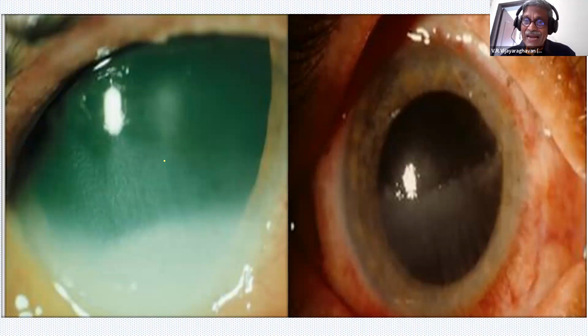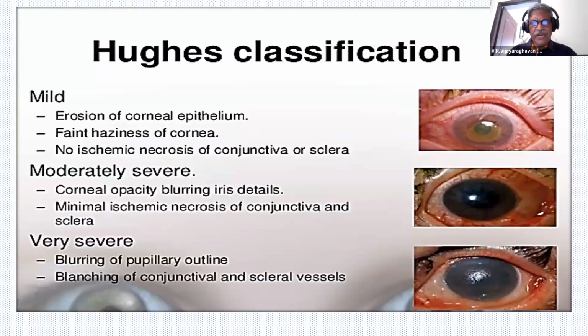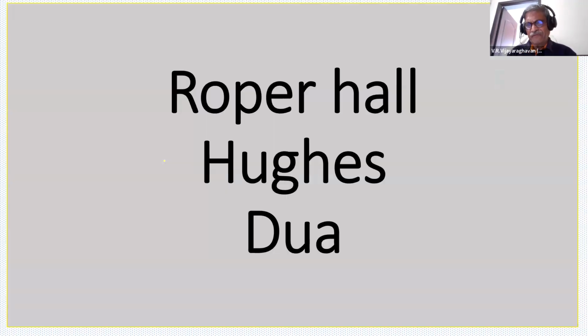Similarly, cornea clarity, very clear, good. In between, I got other gradings. So opaque, definitely very bad. Like that you can tell. And conjunctival involvement also you are supposed to know. This is some of the names, at least just know for exam purpose. You should know the names of the persons who have classified.